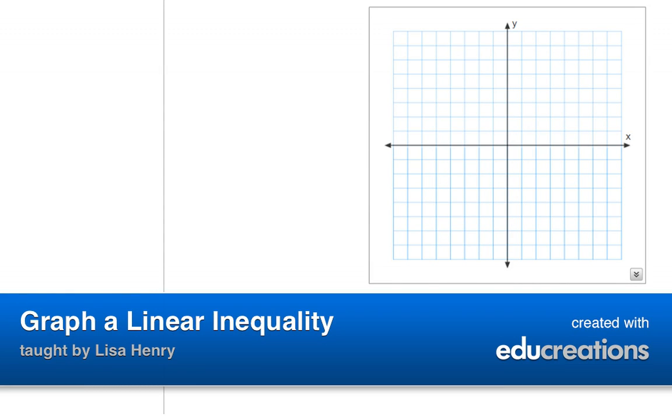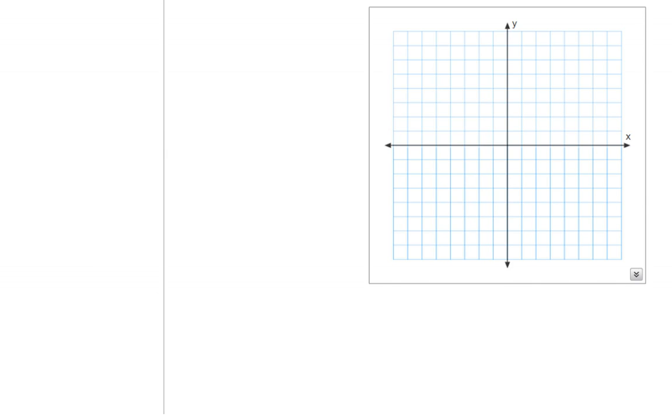This screencast is going over how to graph linear inequalities. We'll start first with something straightforward that's already solved for y. Y is greater than 2x plus 1. We do want it to be in y equals form, which it is, except instead of having an equal sign, it has the greater than symbol.